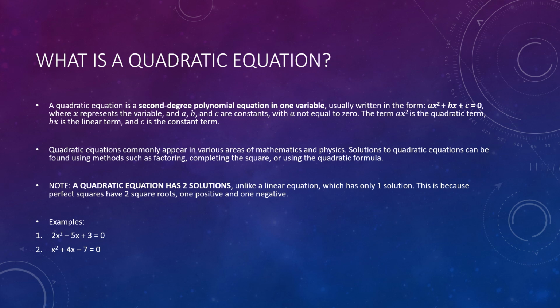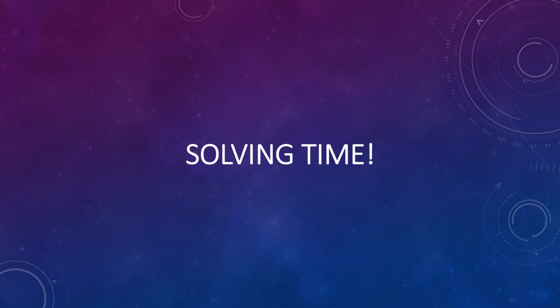So now let's look at the examples of quadratic equations. 2x squared minus 5x plus 3 is equal to 0. This is an example of a quadratic equation. We have one more example. x squared plus 4x minus 7 is equal to 0 is also a quadratic equation. Now let's solve some questions on quadratic equations.